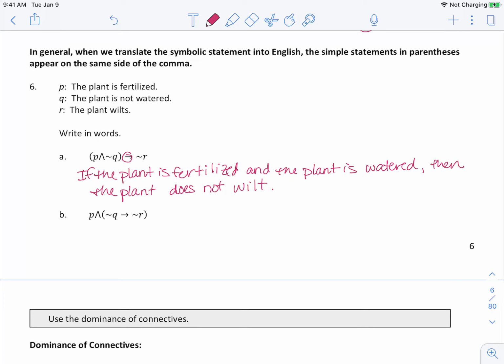For our next one, we have P and then we have together not Q arrow not R. So that's our if not Q, then not R. So here we would say P is the plant is fertilized.